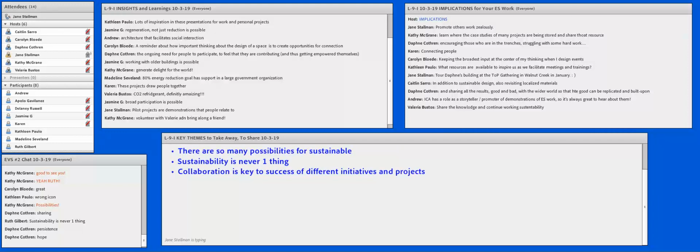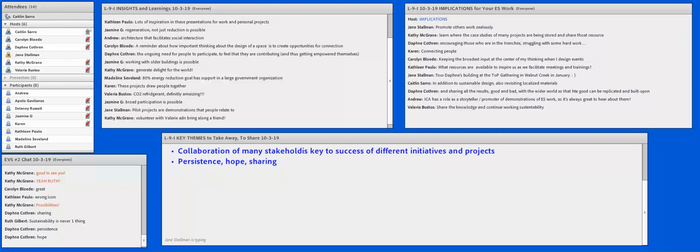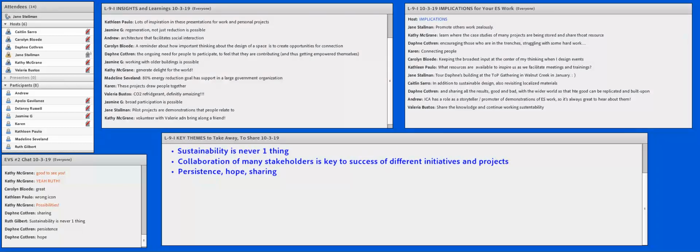Are there any others that are just pressing to get out there? I'll capture the ones in the notepad. I'll also add to the collaboration one: collaboration of many stakeholders. So the county had many different types of stakeholders, and it wasn't all the same people. Thank you very much. These ideas will inform the team that's going to be doing the sustainability thread.